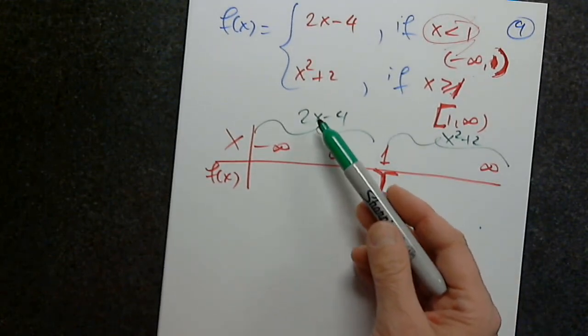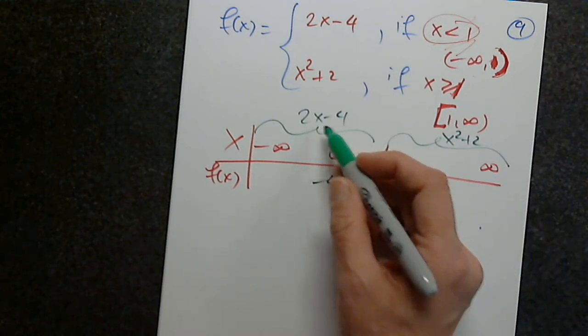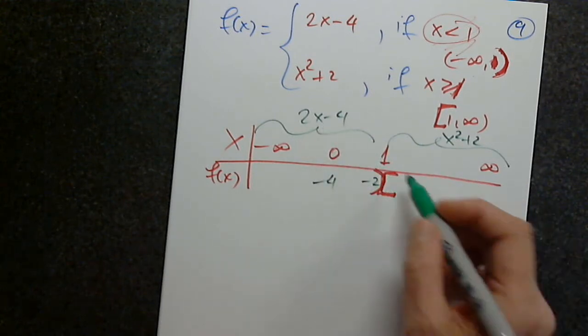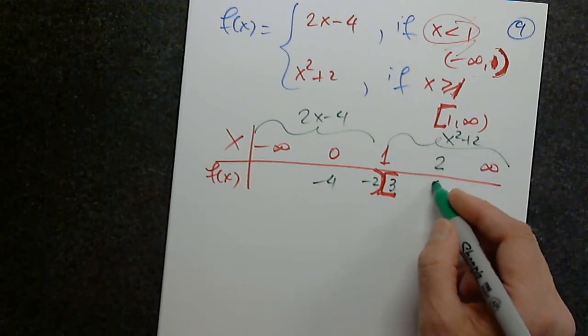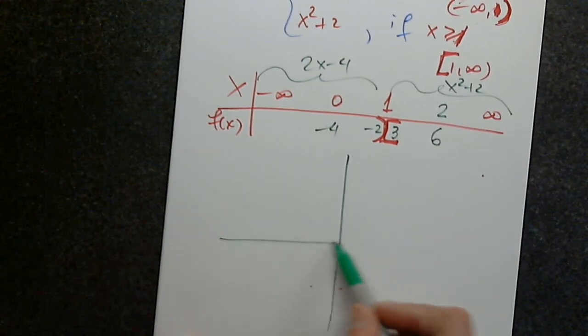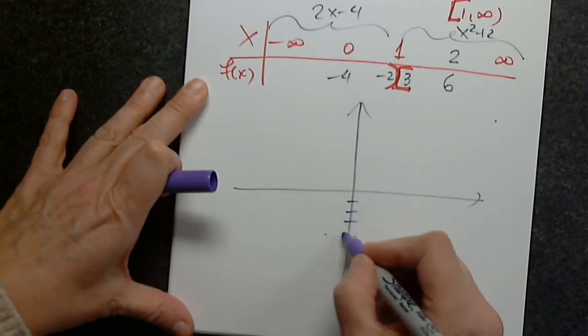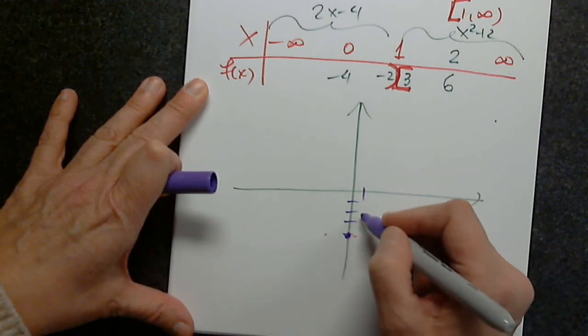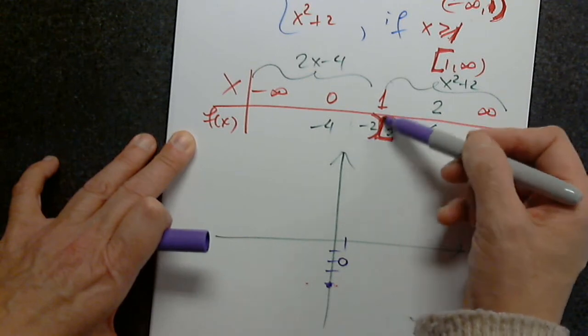I'll plug in 0. I get negative 4. I plug in 1, and I get negative 2. I plug in 1, and I get 3. And I plug in 2, and I get 6. Remember, this is a piecewise defined function. The two pieces cannot overlap. Be very careful. So 0, negative 4, and 1 comma negative 2 open. How do I know? It's a parenthesis. This is an open point.